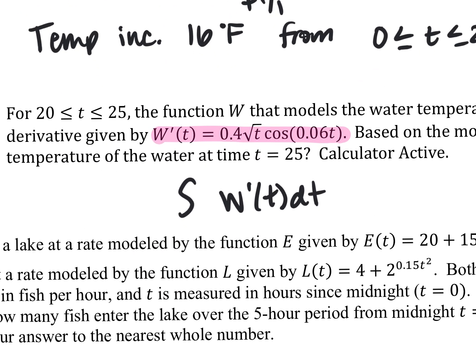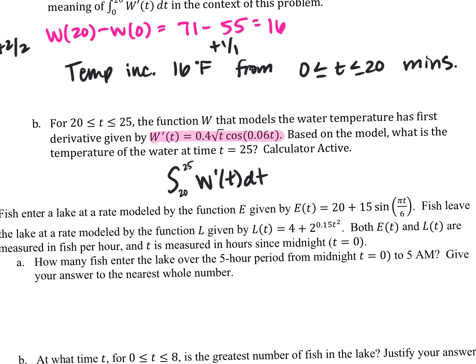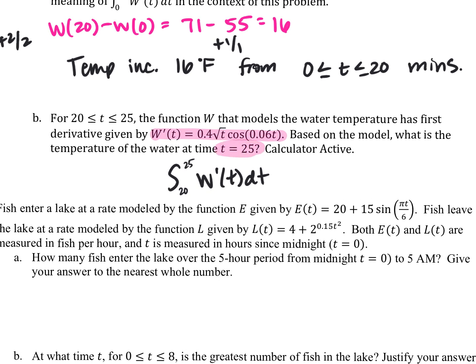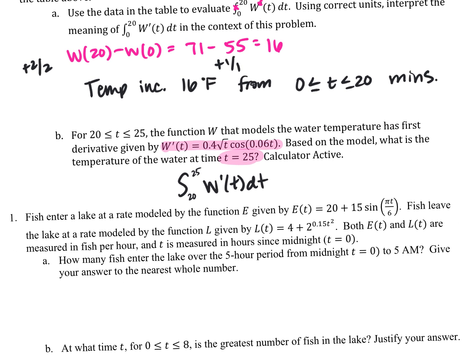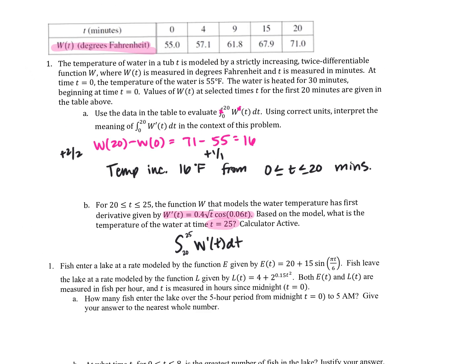20 to 25. You guys, that's going to be how much the temperature changes from 20 to 25 minutes. But look what they ask. Hold up. They said, what is the temperature at 25? You find that change and then we need to add the what? 71. Hold up. You guys, the temperature from 0 to 20 minutes got up to 71 degrees. Then we're tacking on how the temperature is changing from 20 to 25 minutes. So that 71 is huge.